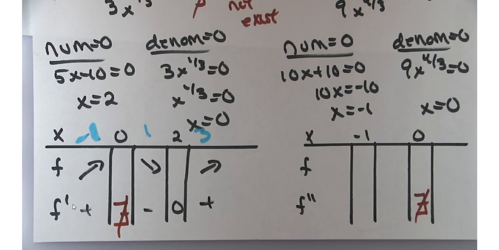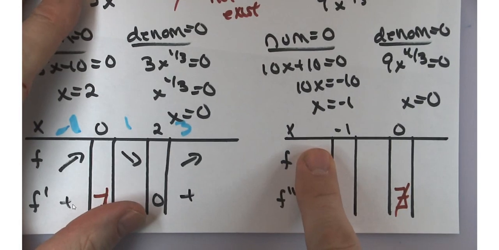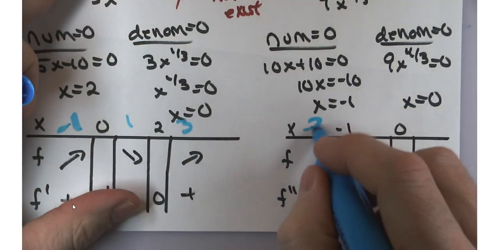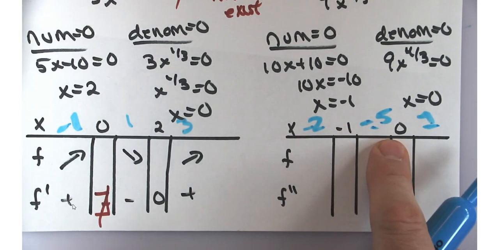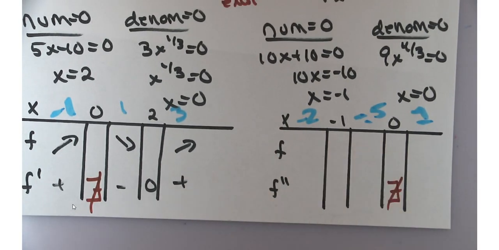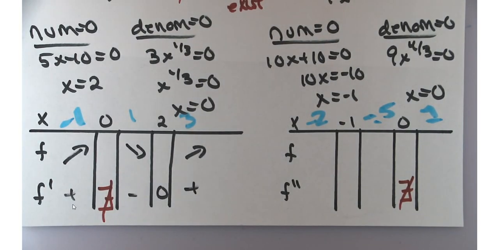Olivia, I need some more test points. So something to the left of this. Go ahead. -2, -0.5, and 1. Perfect. I like that you gave me a nice decimal value. Sometimes you're going to have to use decimal values. We'll see more of that in section 4.6. All right, so those are good test points.